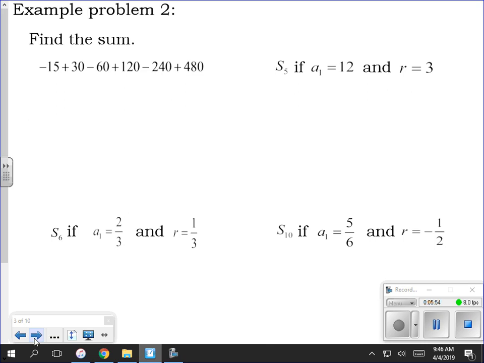First one, find the sum. So, take negative 15 plus 30, subtract 60. There's only 6 numbers there, right? Those you can just do on your calculator. It wouldn't take that long to add that first one together without using the formula. And if you do that, and I did this earlier just to make sure I was doing it right, you end up with 315.